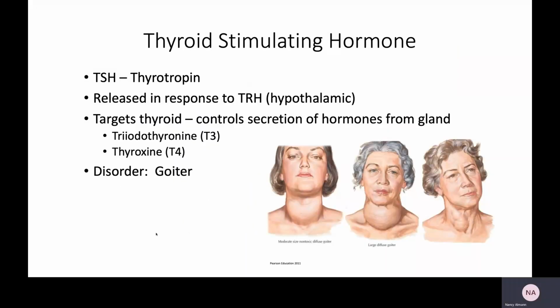Thyroid stimulating hormone, abbreviated TSH, also known as thyrotropin. It is released in response to the hormone that is released by the hypothalamus, which is known as thyroid releasing hormone. This hormone will target the thyroid gland and will control secretions of the hormones that are produced and secreted from the thyroid: triiodothyronine, which is T3, and thyroxine, which is T4. If you have excessive TSH or too little TSH, you may end up with a goiter. Kind of paradoxical.